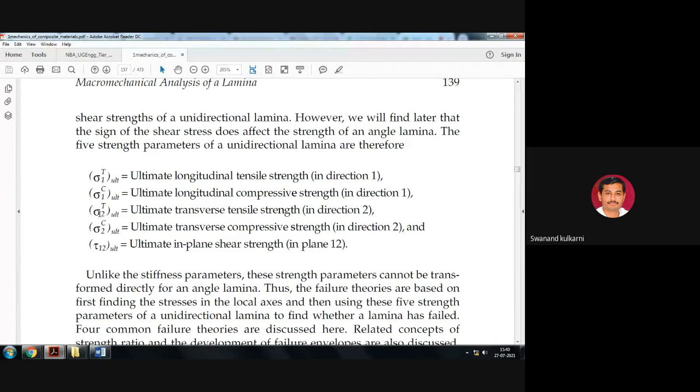Notation 3 indicates sigma 2 raised to T, base ULT. Now 2 represents direction 2. In the second direction, the ultimate tensile strength is this particular notation. And if C is used, then in the second direction, that is the compressive strength notation used here.